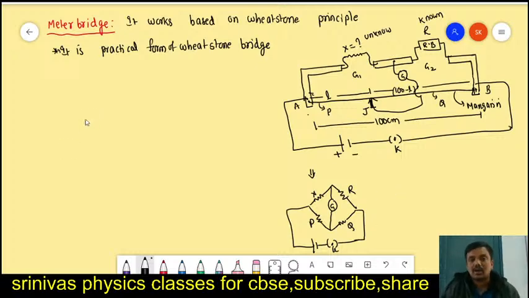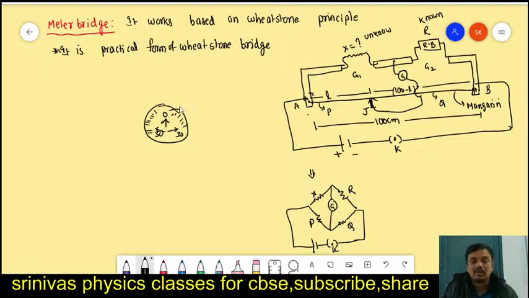Now let us see how it will work. You have to do the connections like this. Press the jockey at various points on the meter bridge. First press the jockey at the left side. The galvanometer we are using here has zero deflection at the center. On the left side 30 is there, on the right side also 30 is there.